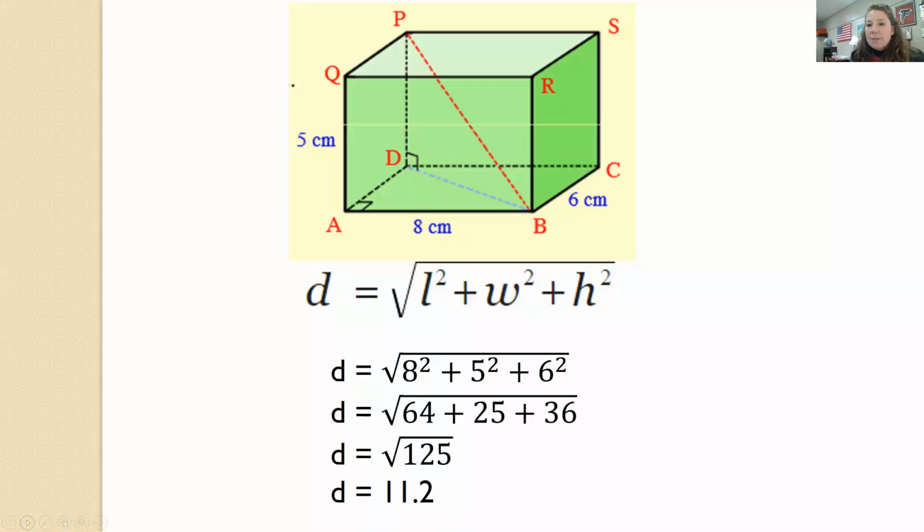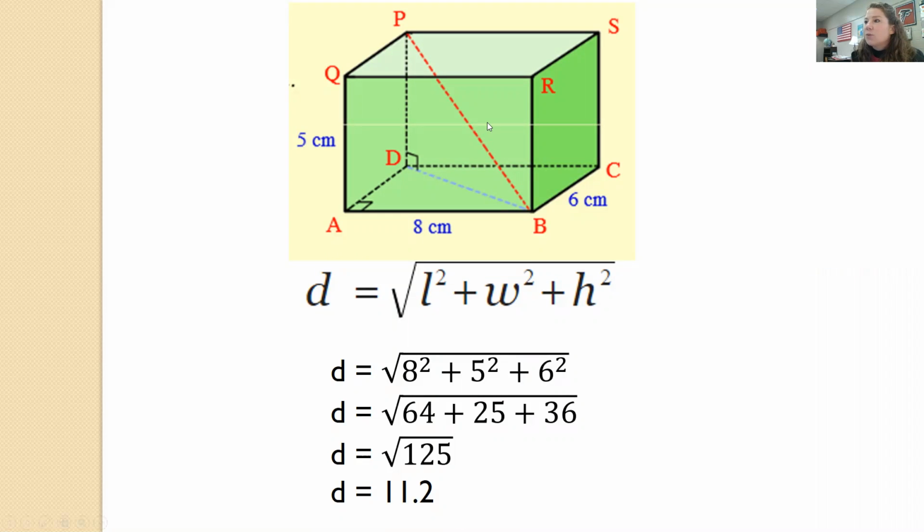All right, now the other type of problem you're going to have this week is three-dimensional figures. So that diagonal across the three-dimensional box would be the hypotenuse of the triangle formed inside the box. So instead of having two dimensions to square, add together, and find the square root of, we're going to have three dimensions.